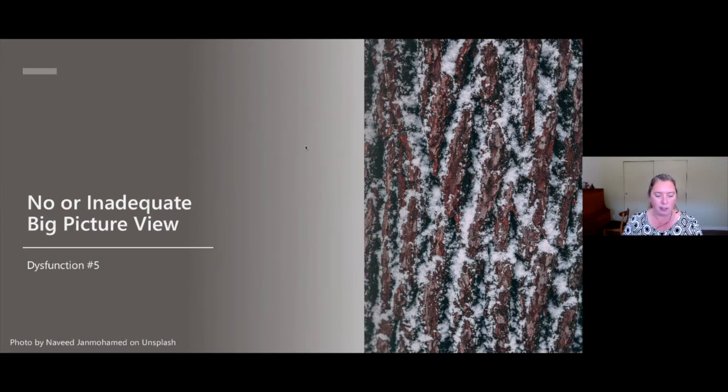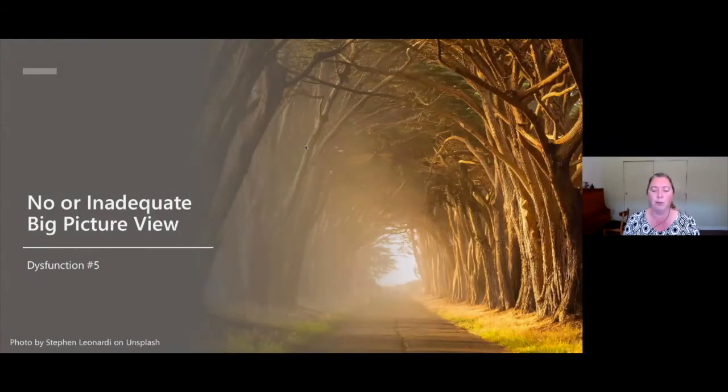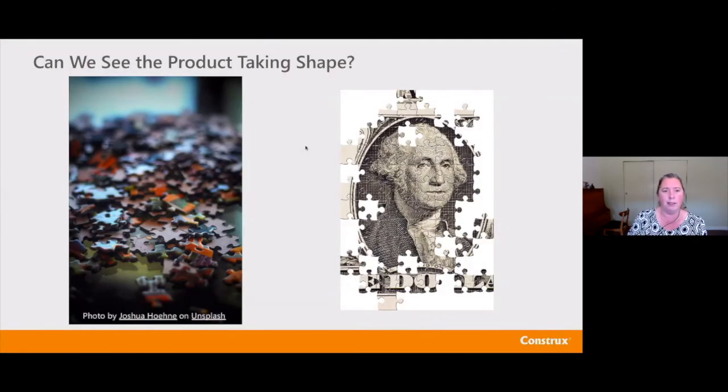So our next dysfunction, number 5, is not having enough of a big picture view. Are you looking at the bark on a tree, or are you looking at your path through the forest? Do you know how you're going to get from where you are now to delivering that product out into your marketplace? I really want to be able to see the product taking shape over time.